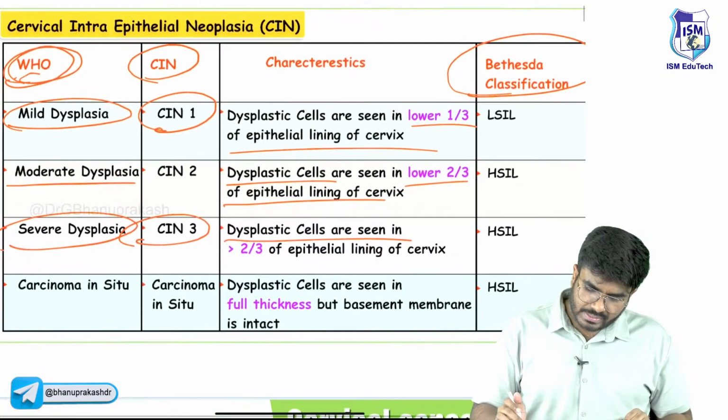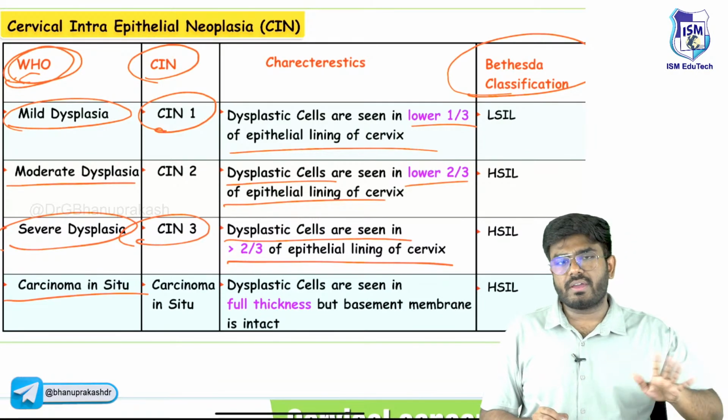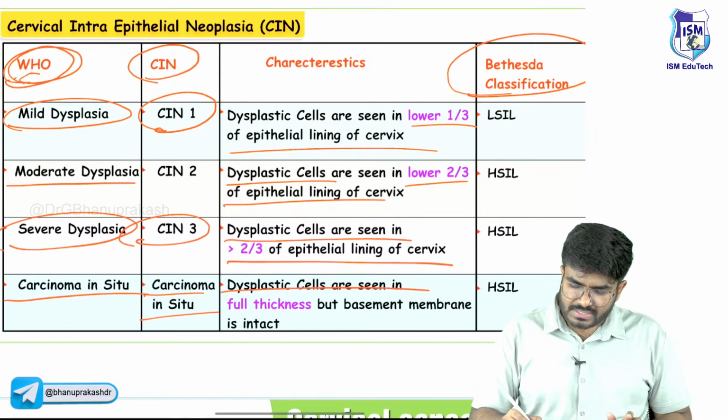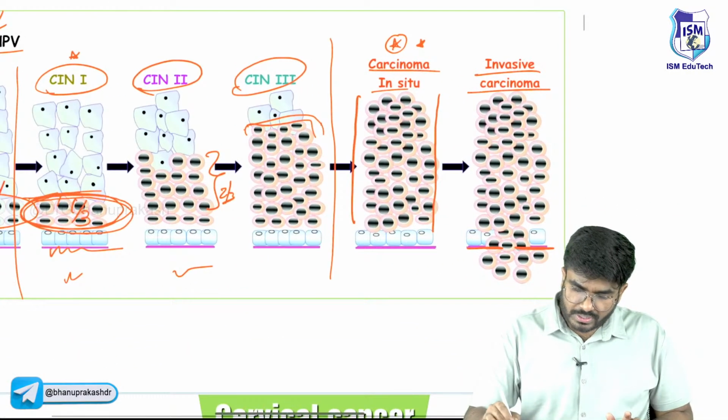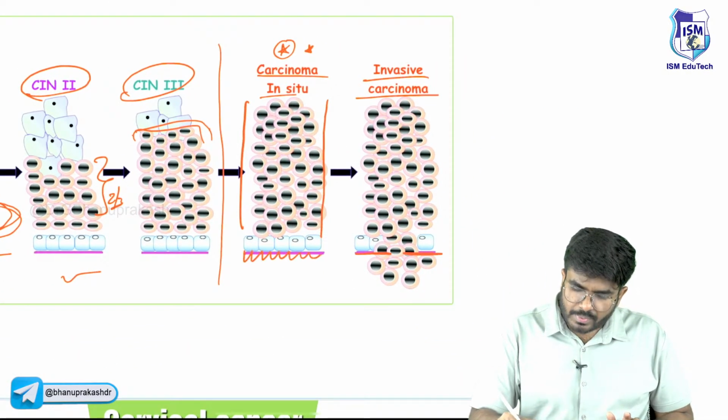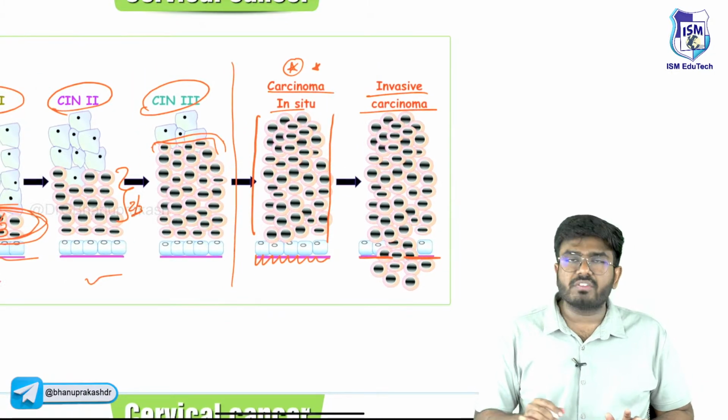So that is CIN3. And in carcinoma in situ, I have told you, it's complete. Dysplastic cells are full thickness, but the basement membrane is still intact. Look here, in carcinoma in situ, the basement membrane is still intact. So this is the point which I want you to know.